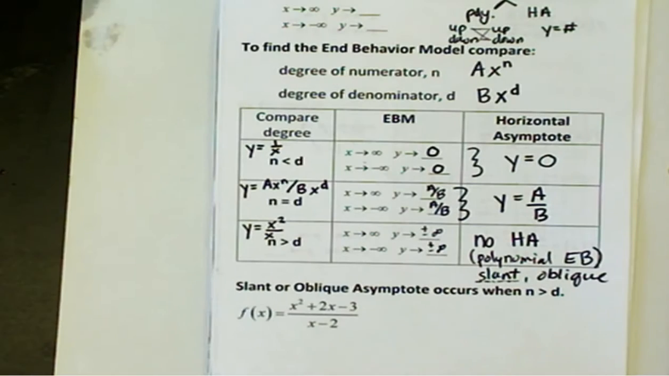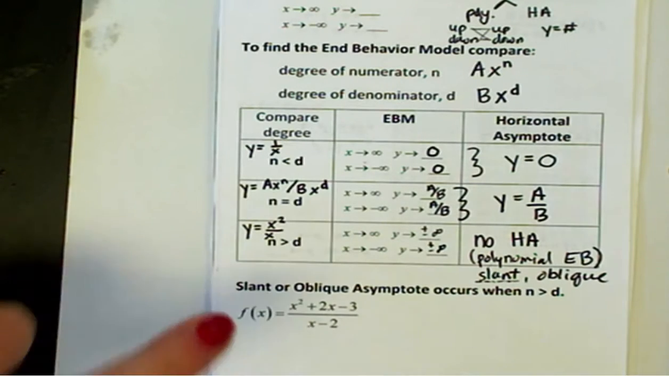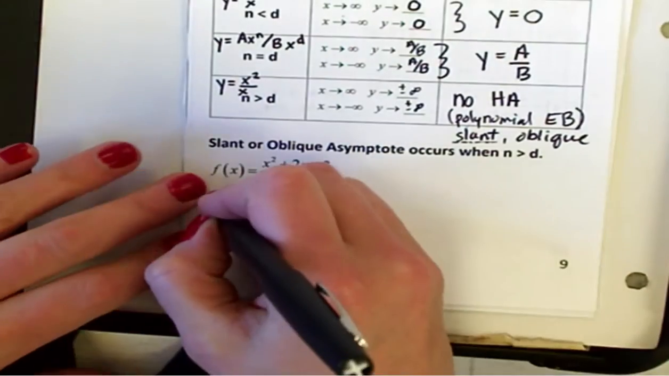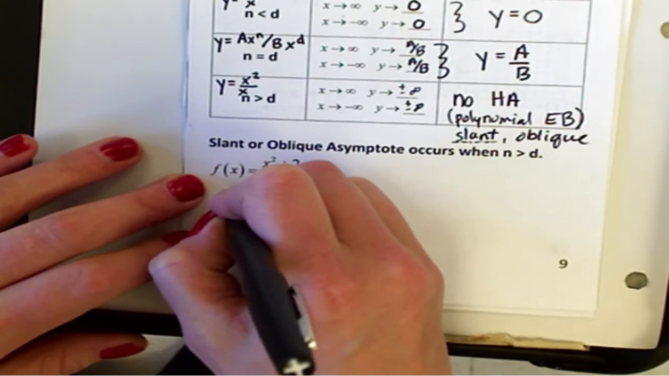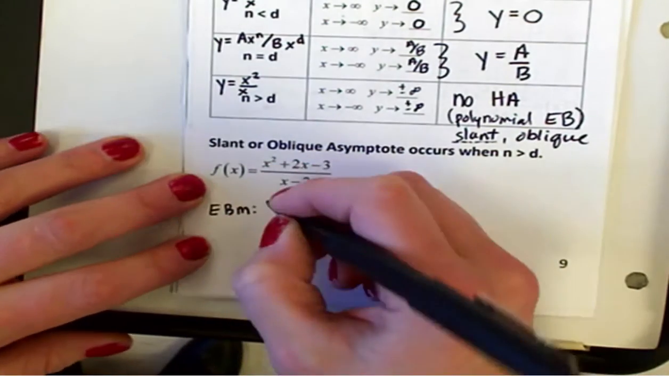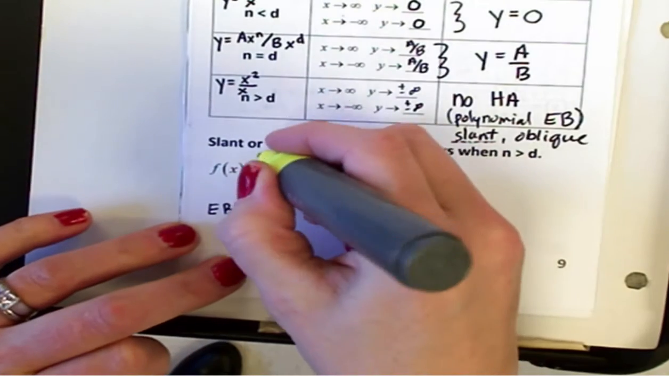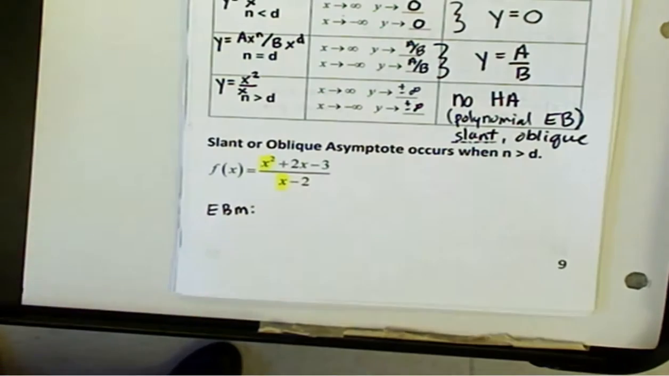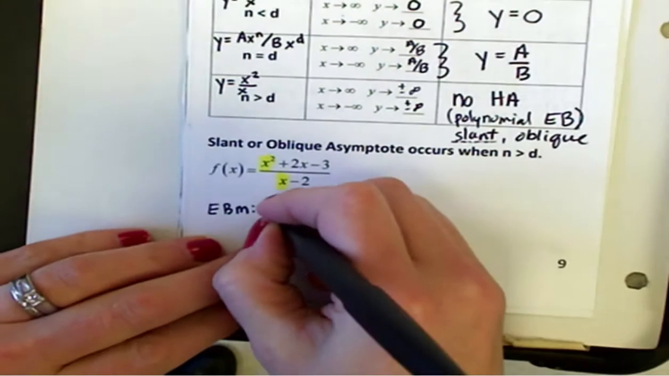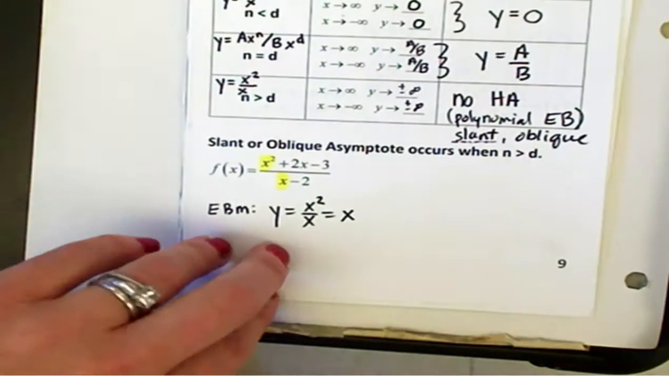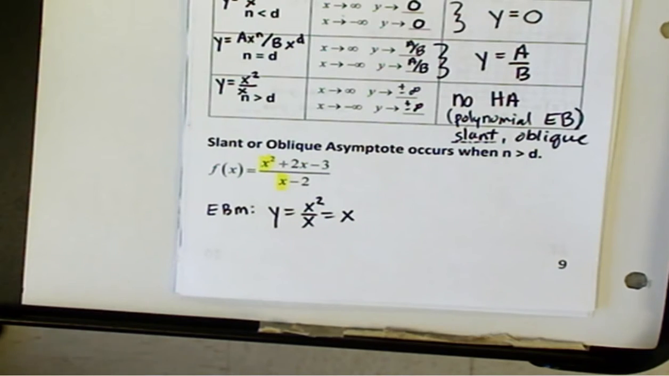Okay. How do you actually find your slant asymptote? All right, so let's find it. End behavior model. We're almost there. Just some practice. Okay. Y equals. Notice I titled it end behavior model. That's the infinity statement.